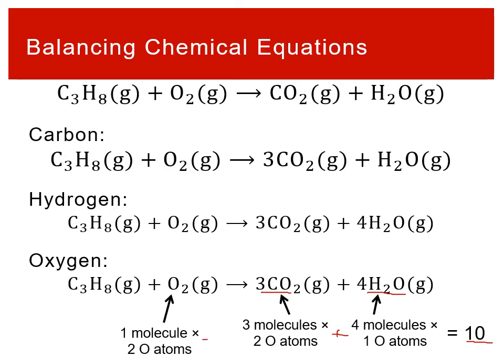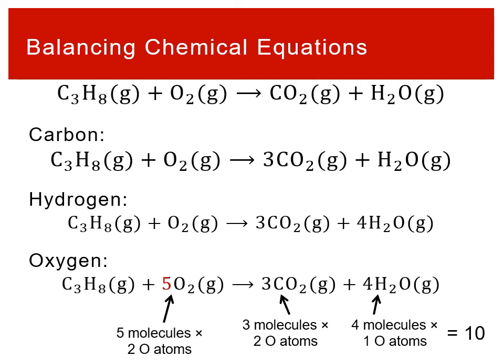We can see over here that this is a total of 2 on the reactant side. 2 is less than 10. So the reactant side with its 2 needs a coefficient. The particular coefficient is going to be 10 divided by 2, which is 5. So once we put the 5 in there, 5 times 2 gives me a total of 10 on the reactant side, just like I had on the product side.